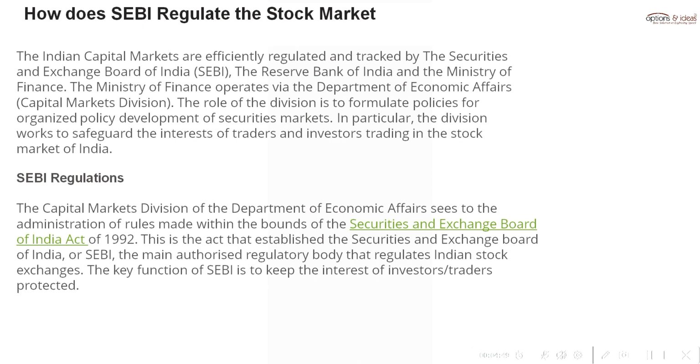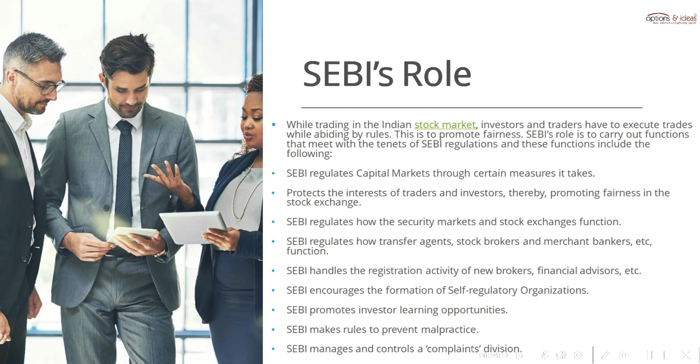Regulating trading in the Indian stock market: investors and traders have to execute trades while abiding by rules. This is to promote fairness. SEBI's role is to carry out functions that meet the tenets of SEBI regulations, and these functions include the following. SEBI regulates capital markets through certain measures it takes. It protects the interests of traders and investors, thereby promoting fairness in the stock exchange.